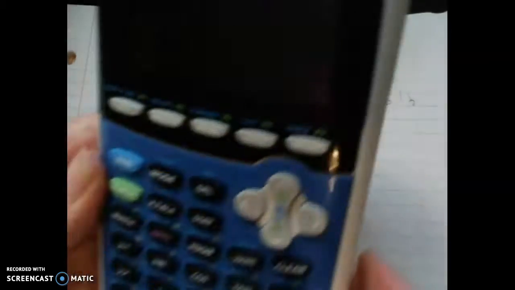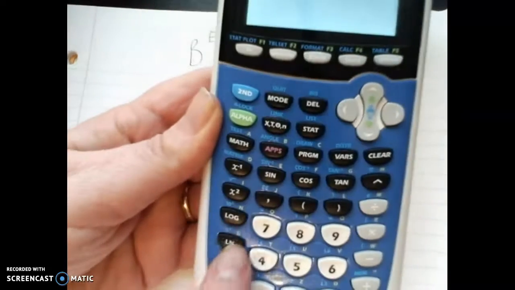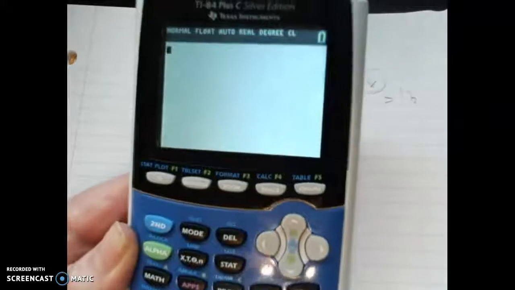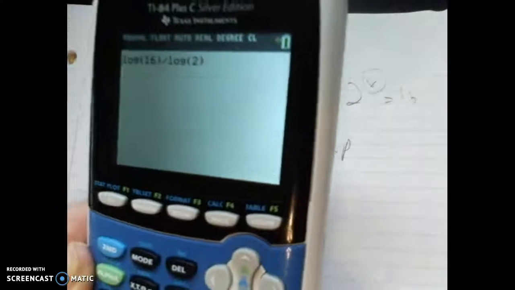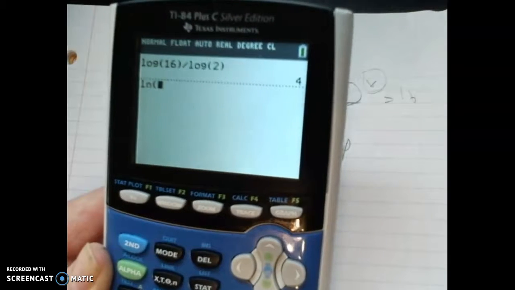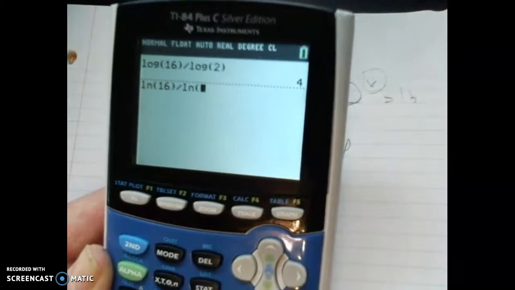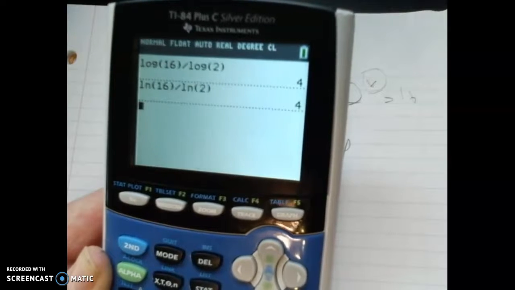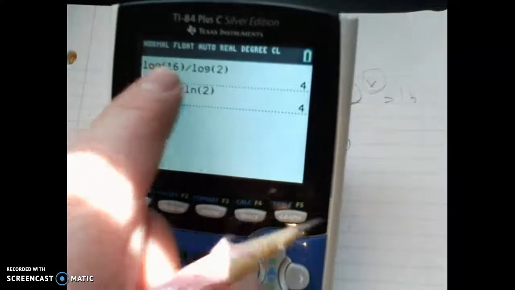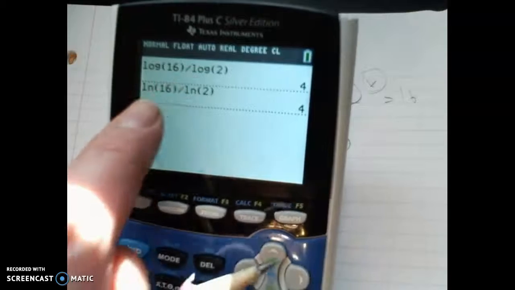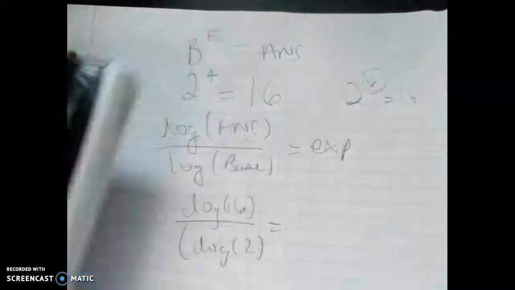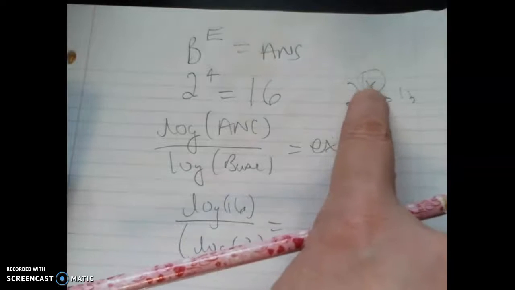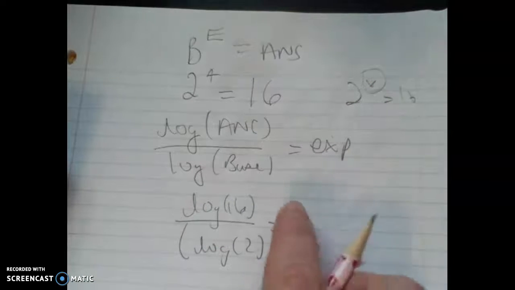So I can take, and you can use the natural log too, the ln or the log, it doesn't matter, except you have to be consistent. So I can take log of 16 divided by log of 2, and I get the exponent 4. Or I could do natural log of 16 divided by natural log of 2, and I still get 4. Doesn't matter. These are logs that are based on exponential powers of 10. These are exponential powers of e, that 2.7 number, so it doesn't matter. So notice I can now figure out how to get that x down low.